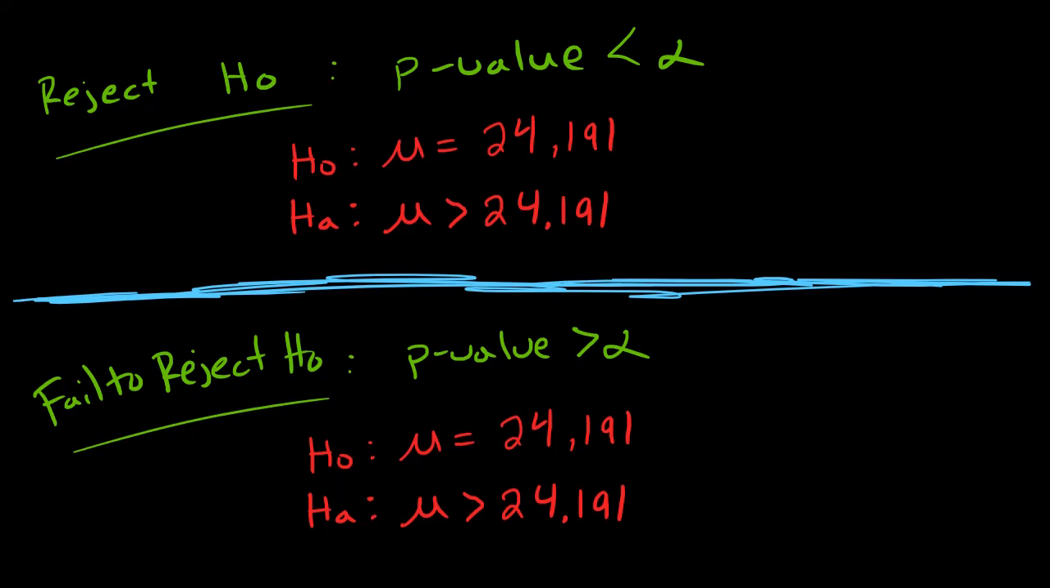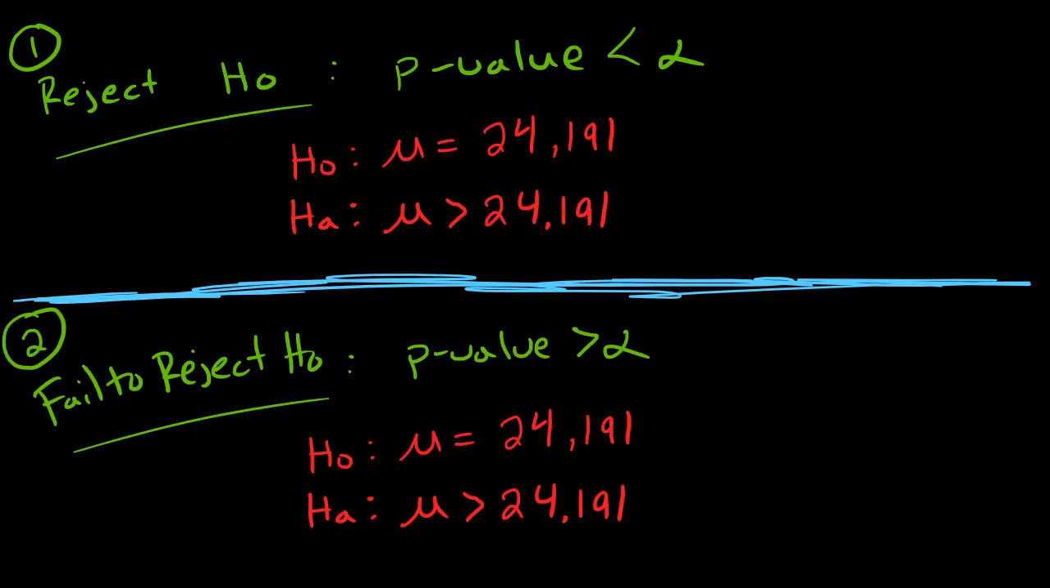All right, in hypothesis testing, you have two choices. You can either reject the null hypothesis, so that's the first choice, or you can fail to reject the null hypothesis, and that's the second choice. Starting with rejecting the null hypothesis, we'll do this when the p-value is less than alpha.